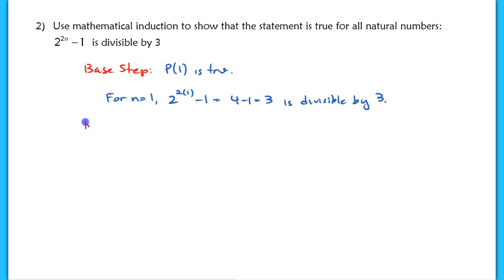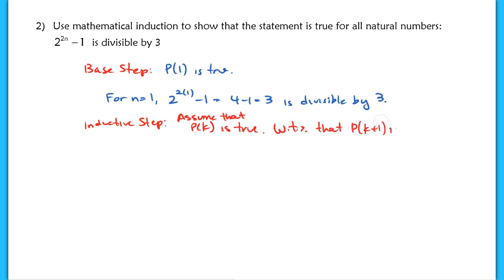Now for our inductive step, we want to show that if p of k is true, so we're assuming, this is our assumption statement here, assume that p of k is true, and we want to show that p of k plus 1 is also true. So here we have another if-then statement. We have our if and our then, so let's work on both of those.